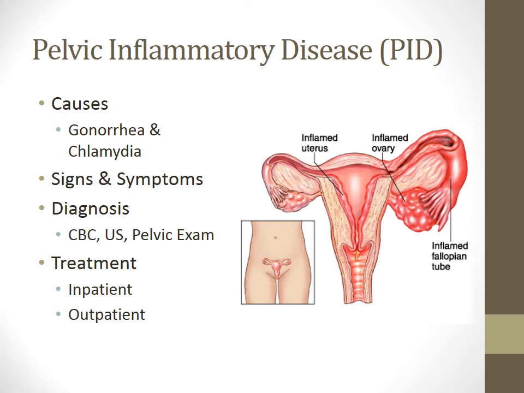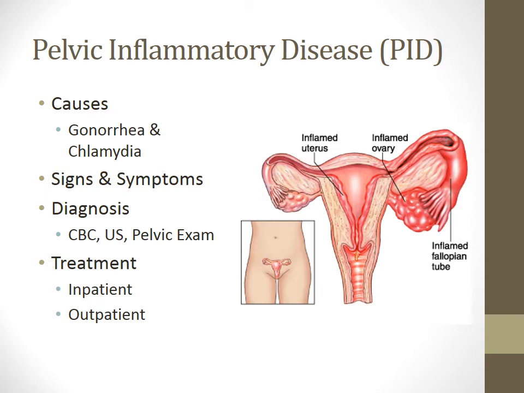PID, or pelvic inflammatory disease, is the next disease that we're going to talk about. This is an inflammatory disorder of the upper female genital tract that includes any combination of endometritis, salpingitis, tubo-ovarian abscess, or pelvic peritonitis. This is, again, an inflammatory response that can be caused by gonorrhea and chlamydia, which are the most frequent causes. Bacterial vaginosis can also cause it. But basically, any STD that's left untreated can spread up into the female genital tract and cause PID.